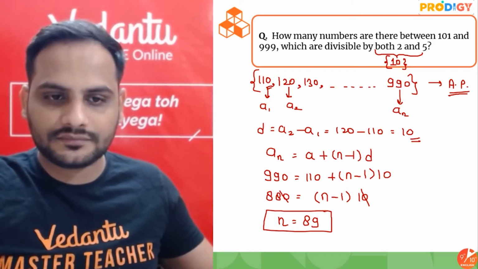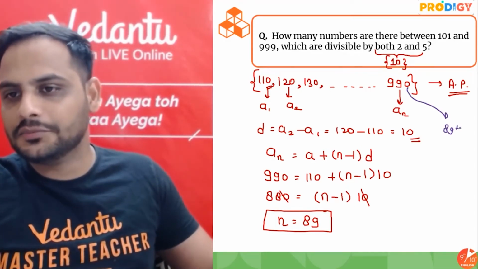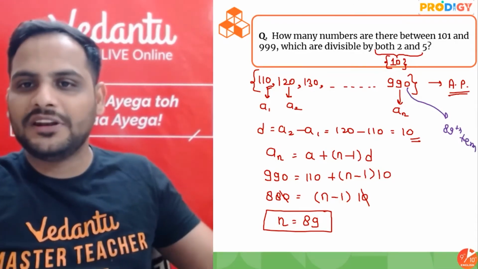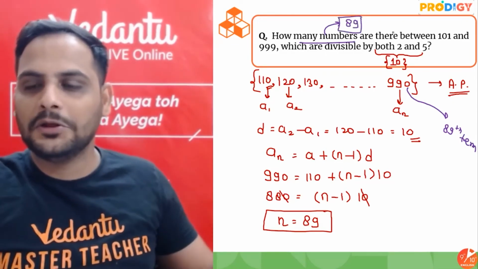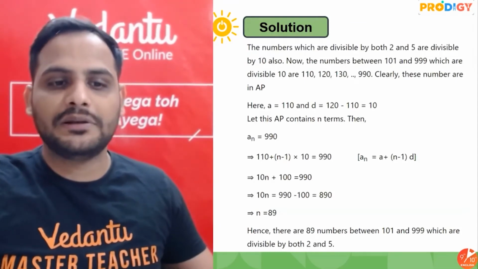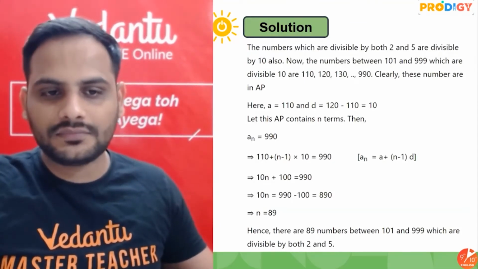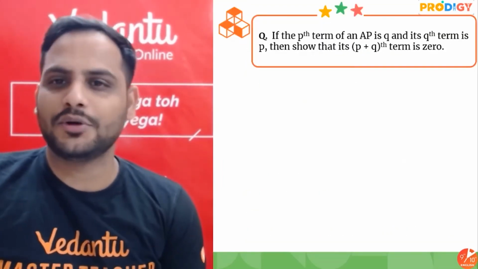That means 990 is the 89th term. So starting from the first term, if we are getting the 89th term, how many numbers are there? Sir, I will say there are a total of 89 numbers between 101 to 999 such that they are divisible by both 2 and 5. ठीक है बेटा? Alright. So the questions are not very difficult, very easy problems.